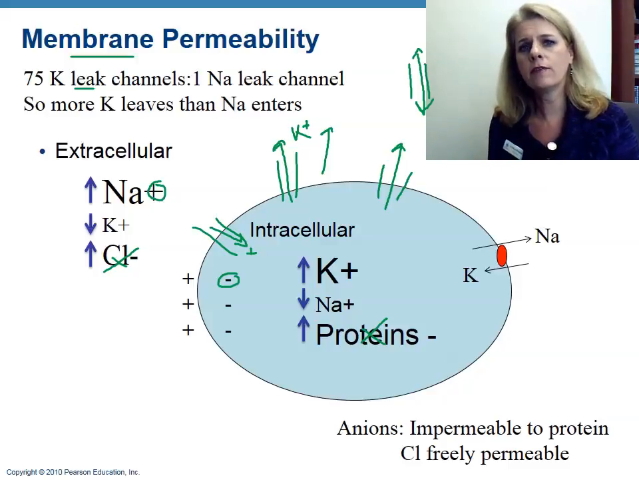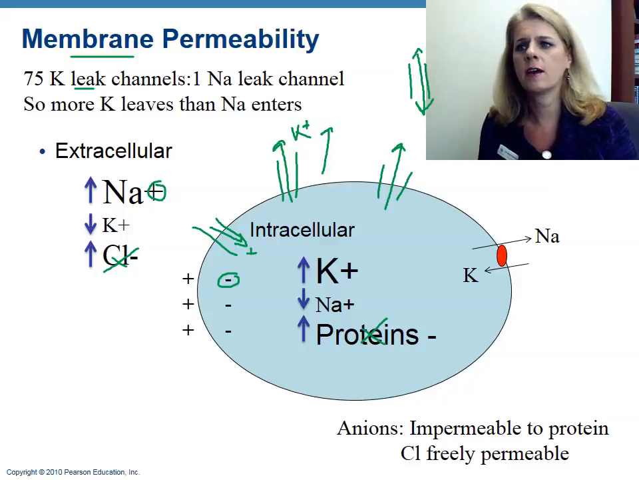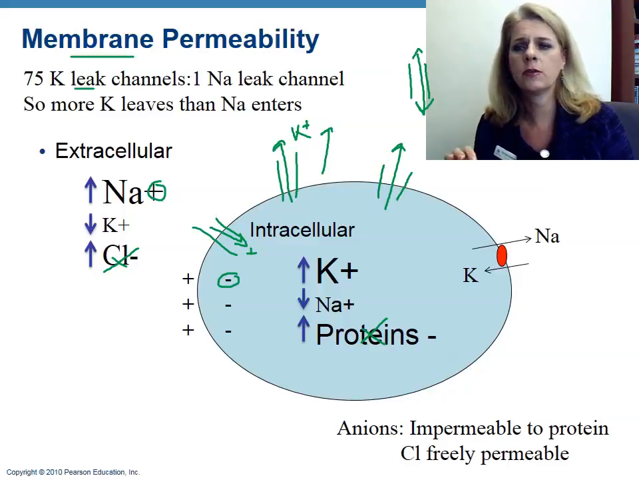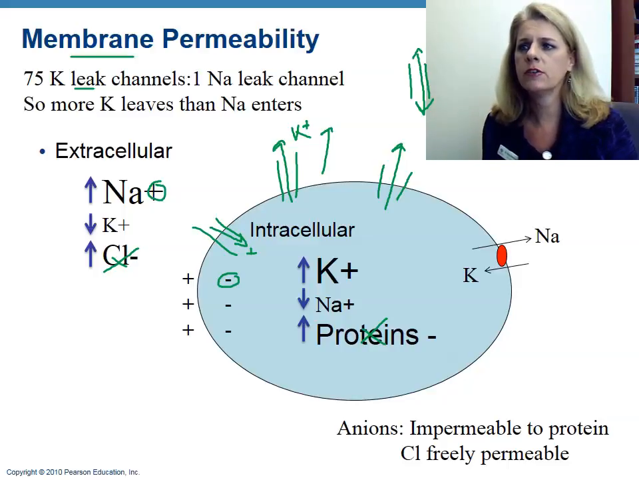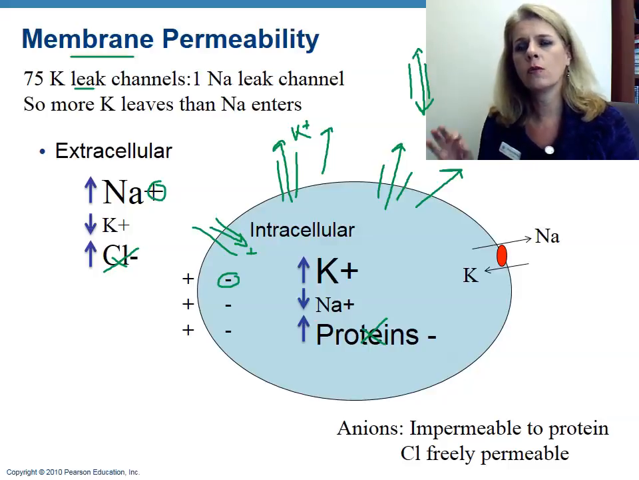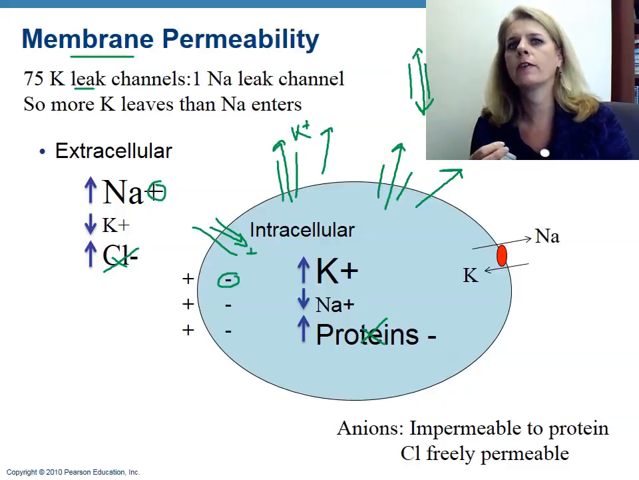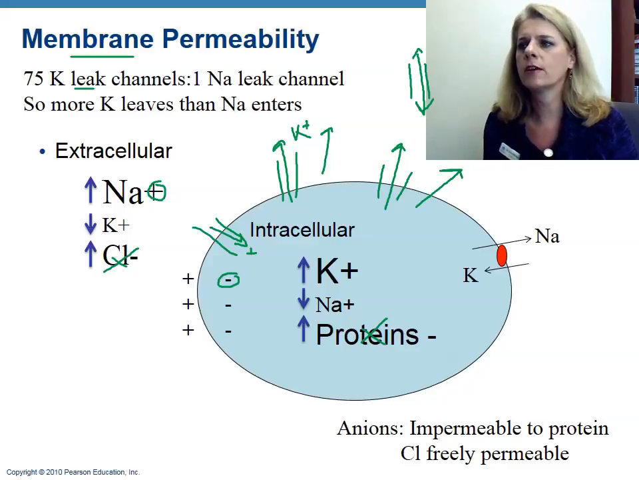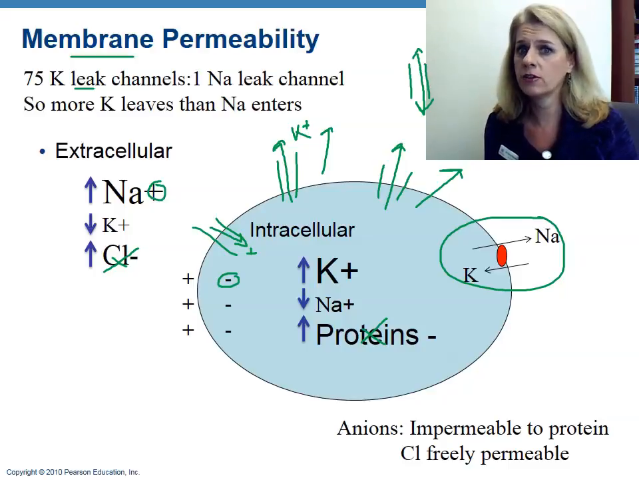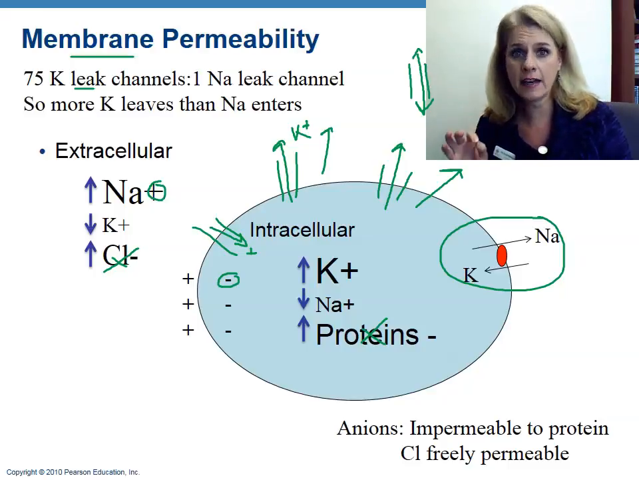Now, if you allowed this to happen over time, eventually these cells would reach equilibrium. Potassium would continue to leave the cell until finally it was equal on both sides. Well, if that happened, you wouldn't have a battery anymore. So you have a special pump called the sodium potassium pump, which uses ATP, which means it uses energy. So it is an active transport.